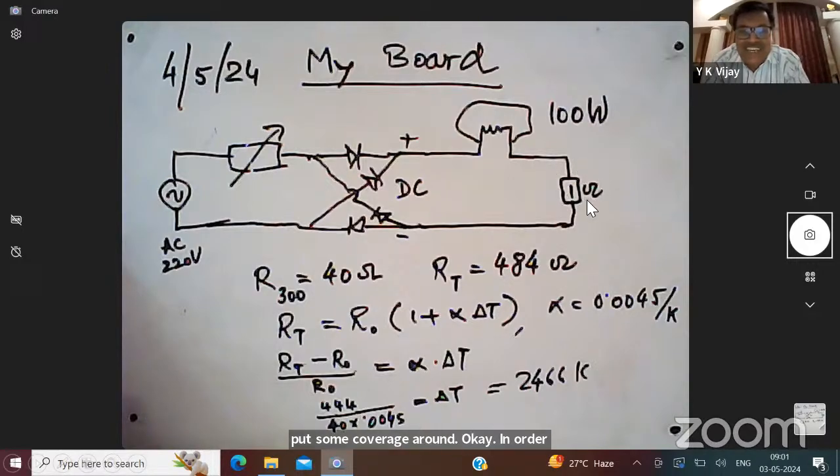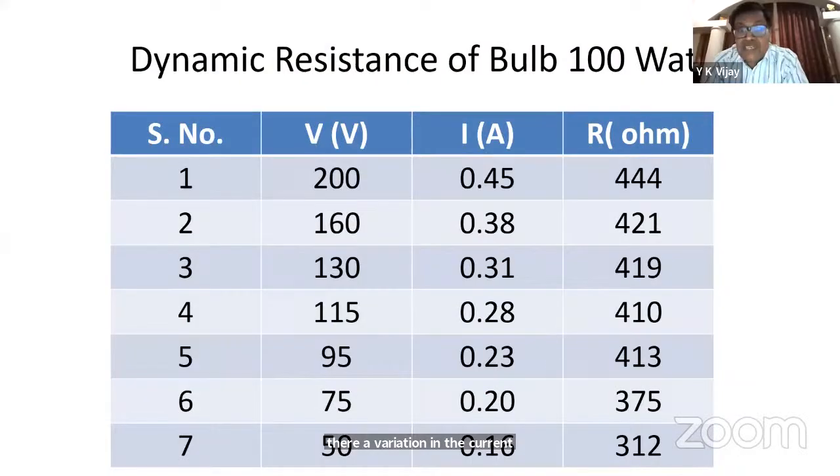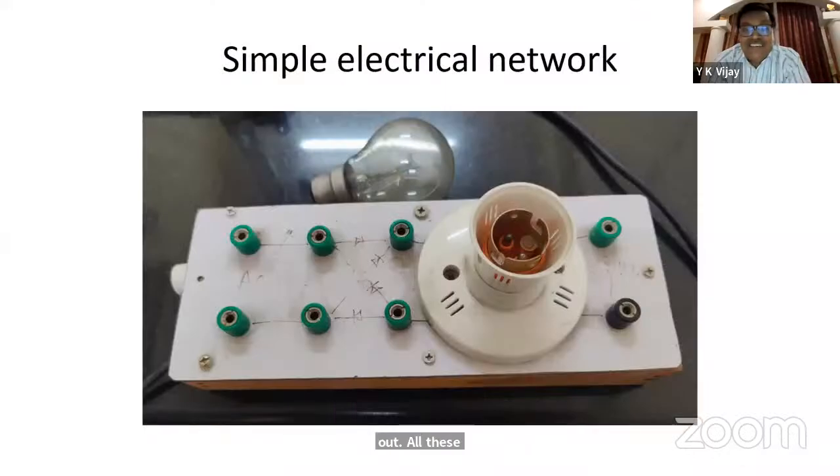You can put some blower on it, so that you take away some of the heat from here. Then you can check with the fan on and fan off: is there a variation in the current? Yes, sir. So such an experiment students can try out. All these data are from my own table, which I have shared with this setup.